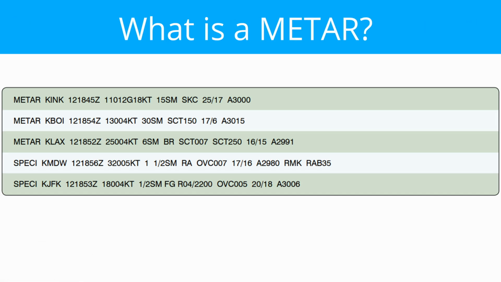METAR stands for Meteorological Aerodrome Report and is simply a weather report including key information you might need for a specific airport. It will give you information such as winds, cloud coverage, altimeter setting, and more for an airport.